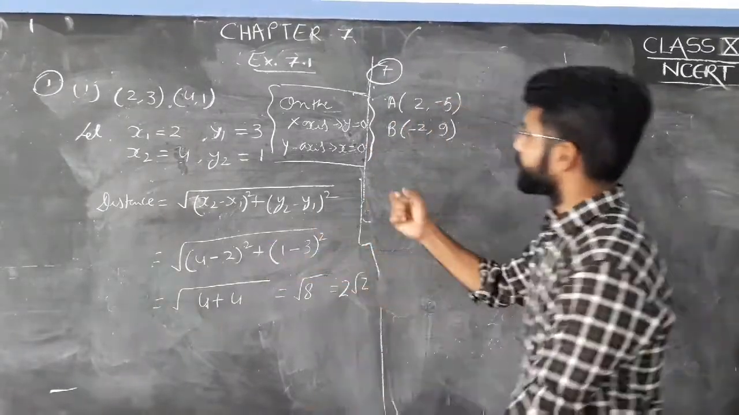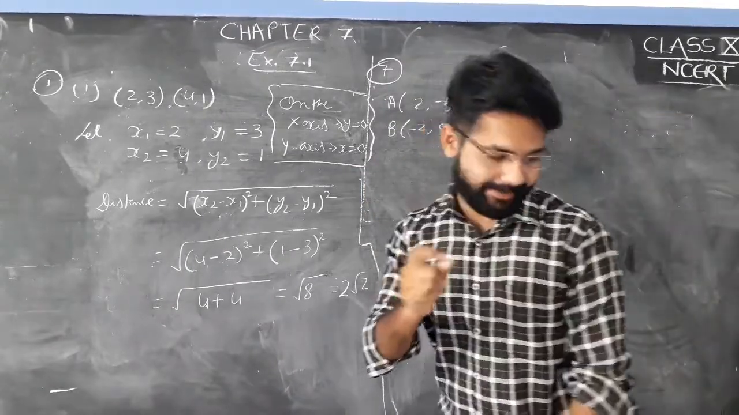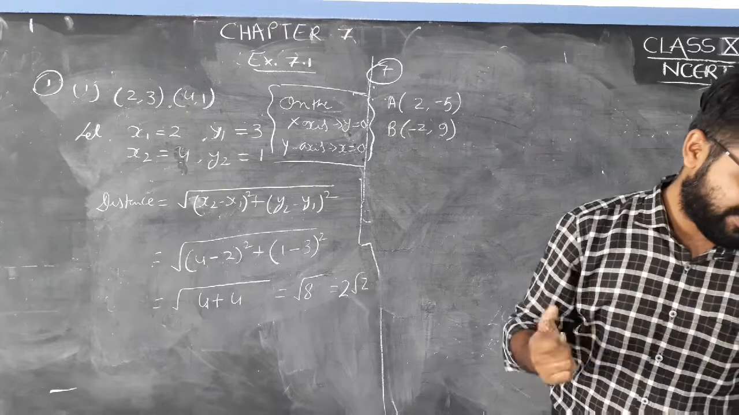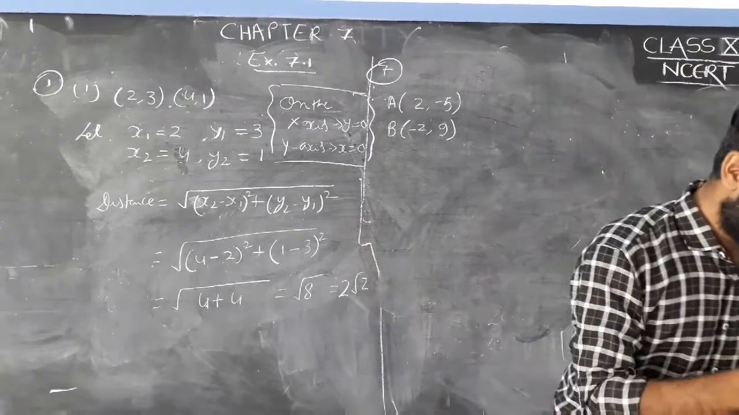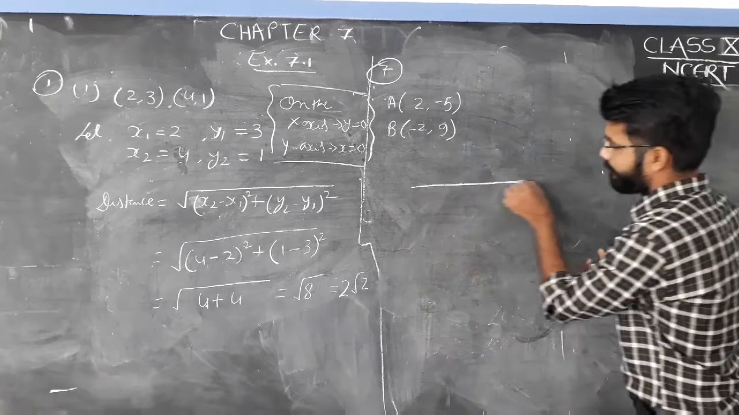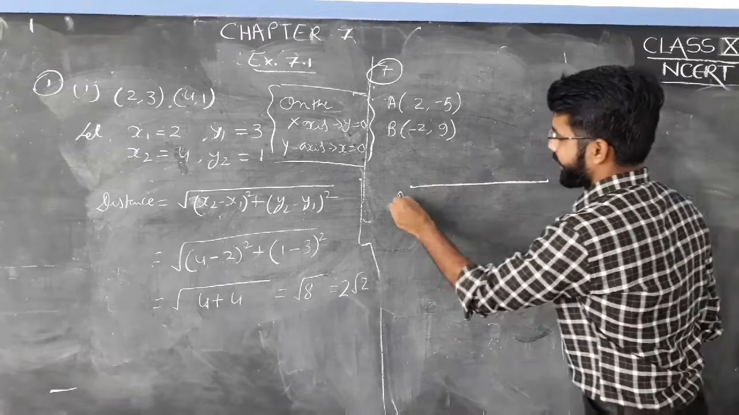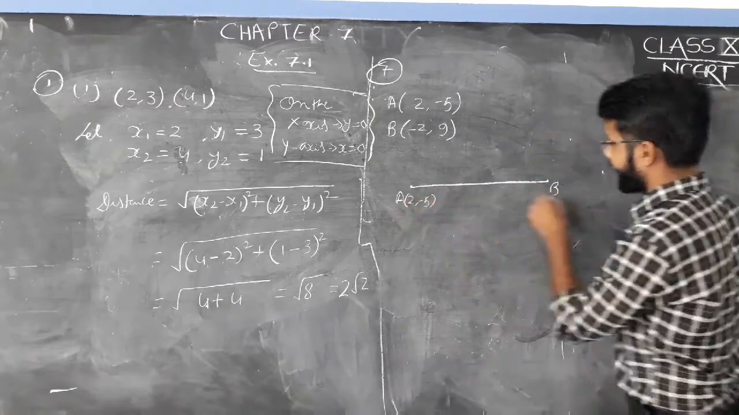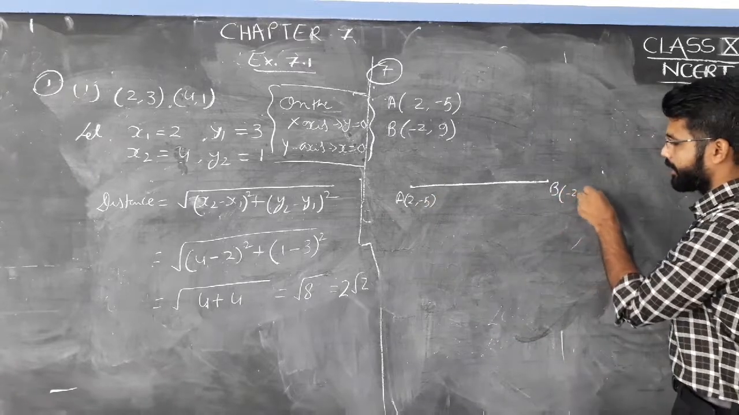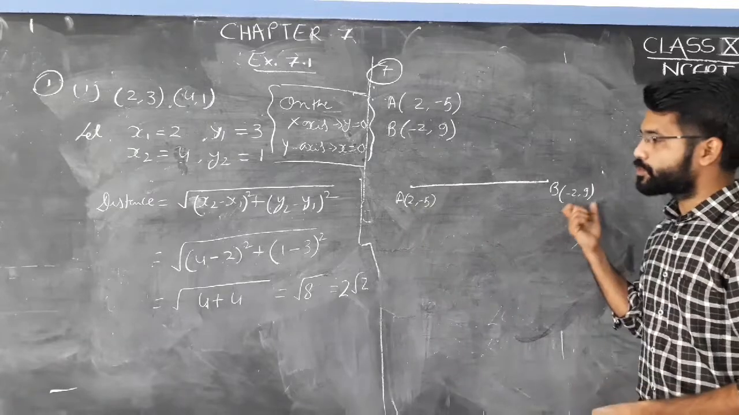Is this clear? So in the question they told us to find the point on the x-axis, where y would be 0, which is equidistant from the two points. Suppose we have a line AB. Coordinate of A is (2, -5) and coordinate of B is (-2, 9). एक line है AB.